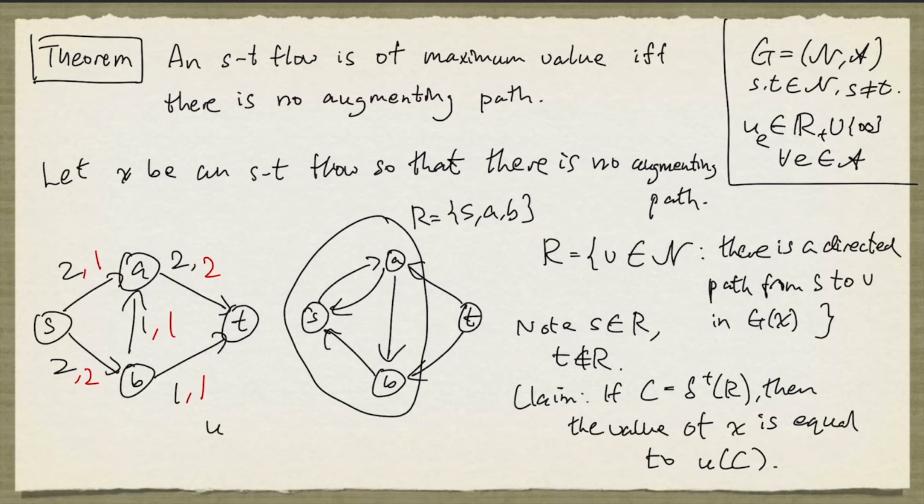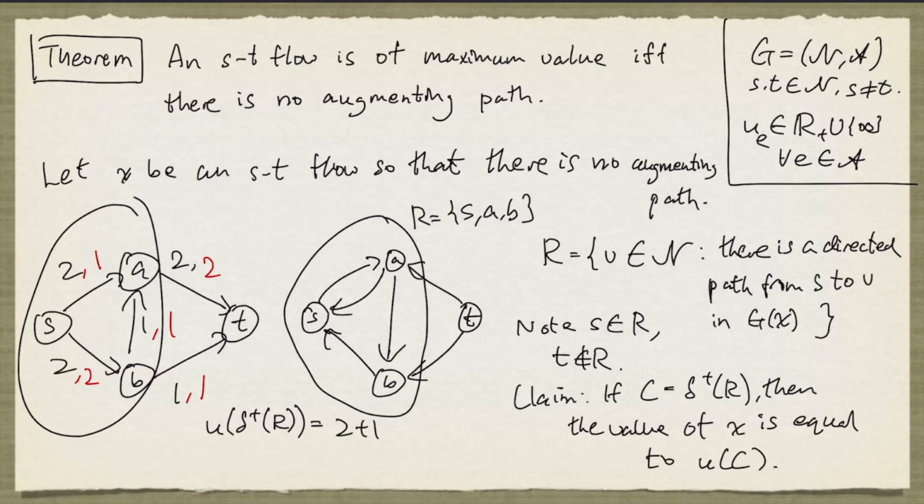And the capacity of the cut given by delta plus R is the sum of the capacities on the arcs AT and BT, which is 2 plus 1. And that's precisely the value of the flow. So why does this construction work?